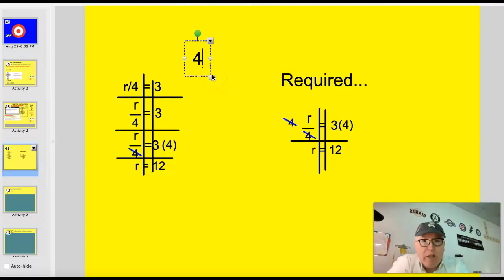But if you think about this, it looks kind of complicated, this side here. But this is really what we're looking for here. You rewrite the equation. You multiply both sides by 4. You cross off the 4's. And on this side, when you multiply 3 times 4, you get r equals 12. You can substitute this back in. 12 divided by 4 does equal 3. Your check works. Everything works out okay. So this here will be the required steps right here.